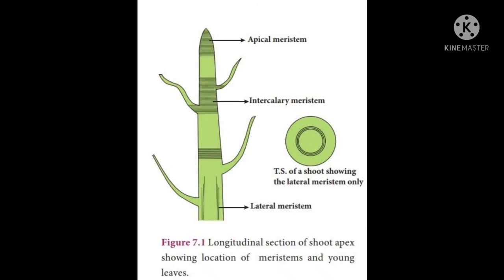Now this apical meristem is present on the shoot, that is on the top, that is the shoot apical meristem, and it is present inside the root also, that is the root apical meristem. I hope till here it is clear to you, and if you have any queries you can call me.